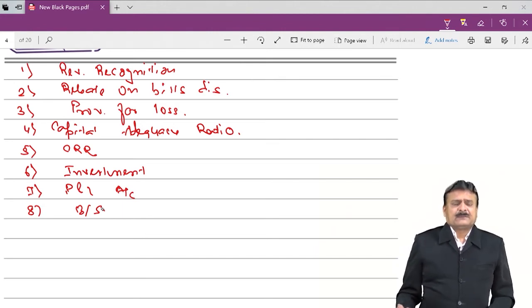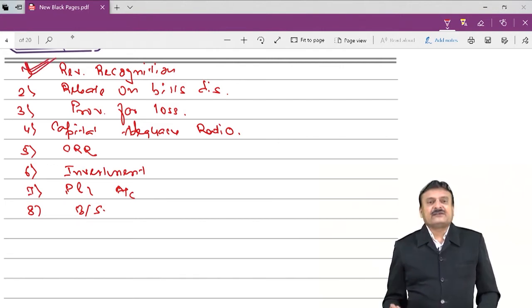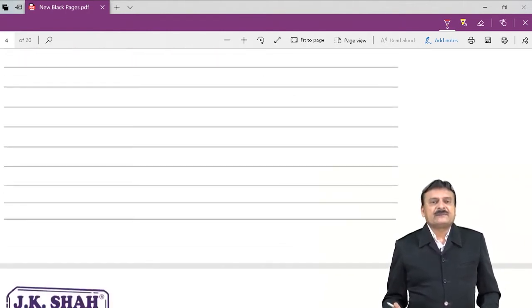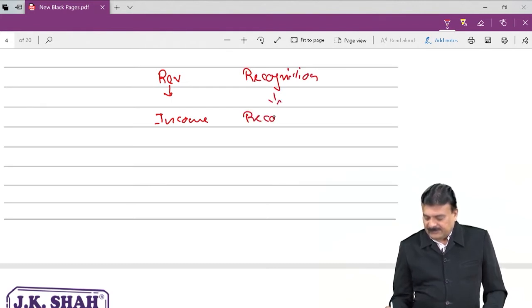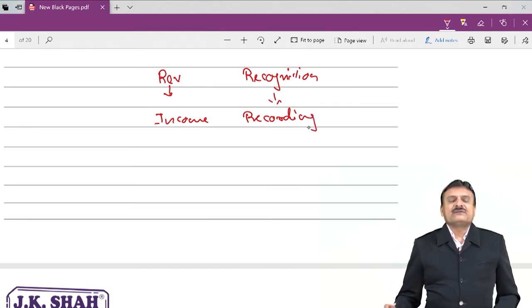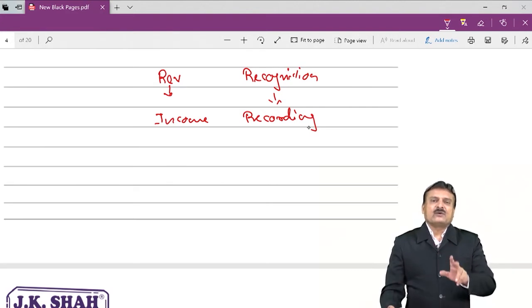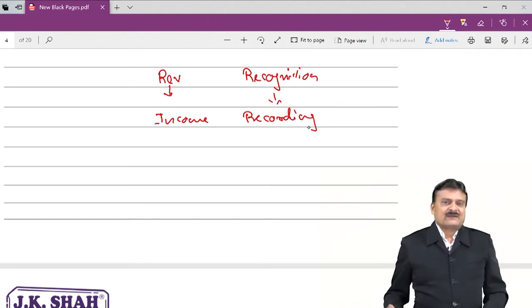I take the first and the simplest one, carrying weightage of 4 marks, and that is this one, revenue recognition. Now, students, what do you mean by a revenue recognition? Revenue means income, and second word is recognition. Recognition means recording. So, when you say revenue recognition, it means revenue, income, recognition means recording. So, recording of income. By now you know it very well. What is the income of the bank? Interest and discount.